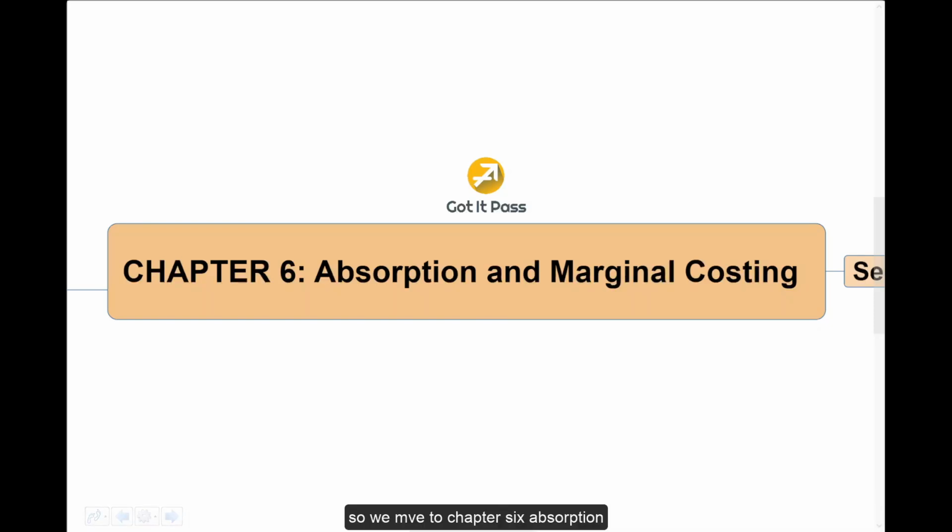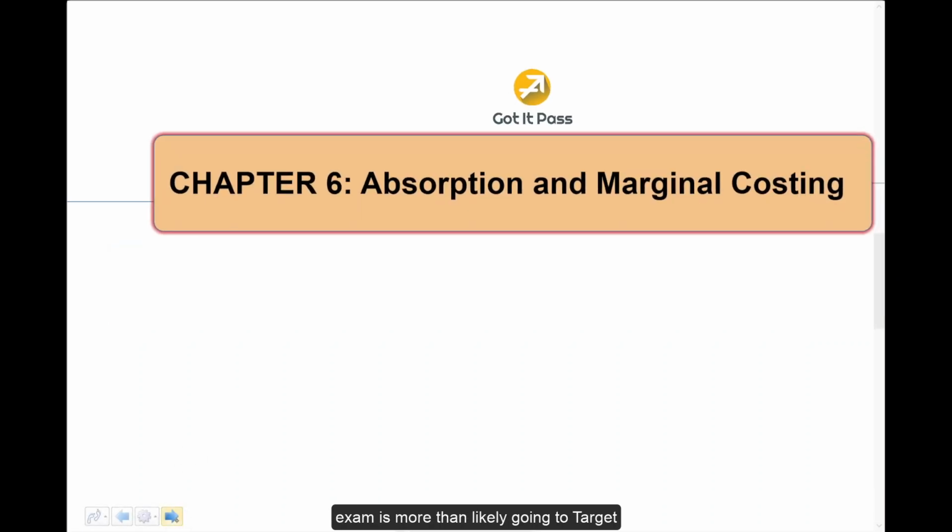So we move to chapter 6, absorption costing and marginal costing. Now I can tell you this is definitely one of the go-to chapters in this course. There will absolutely, 1000% certainty, be questions on these two costing methods in your exam. So let's make sure that we understand the basics, but also the calculations. I think that's what the examiner is more than likely going to target.